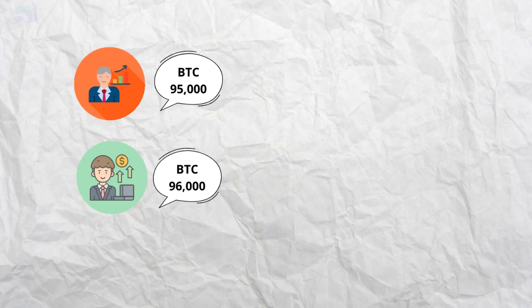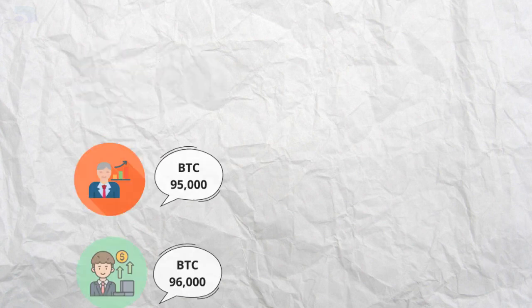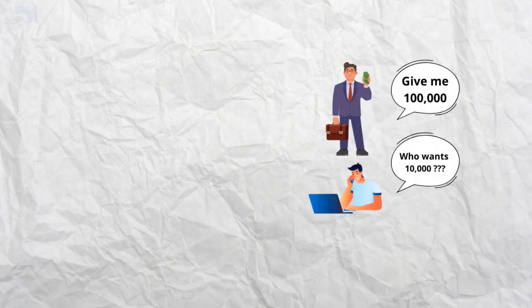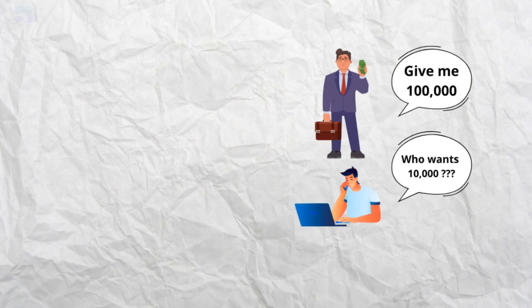For a trade to happen, someone has to meet in the middle. Either the buyer raises their offer or the seller lowers their price. But here's the catch. What if nobody wants to trade at a fair price? What if you want to buy $100,000 worth of a token, but there are only $10,000 worth of sell orders? This is where market makers come in.